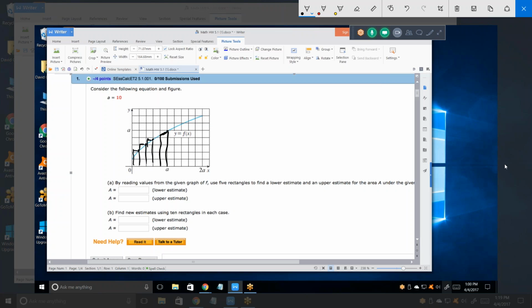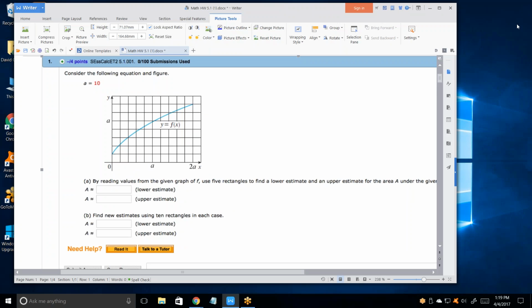But we're going to do the same thing in B as we did in A. We're going to use left hand and right hand. Now, let me see whether I can pull up the next problem.